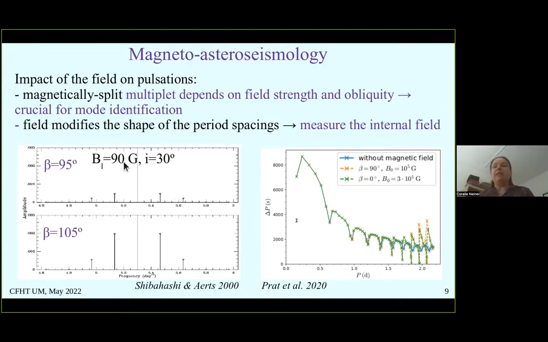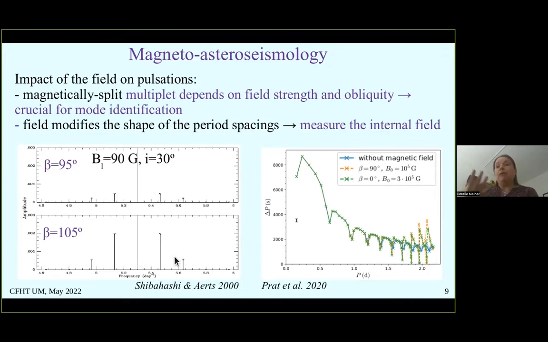This is a 9 solar mass star with a relatively weak magnetic field, an inclination angle of 30 degrees. And the only difference between the top panel and the bottom panel is that we have changed the obliquity of the field compared to the rotation axis by 10 degrees. And because of these 10 degrees, you see that the amplitudes of the peaks in the multiplet of this pulsation mode are very different. This is a model, but when you observe this, if the noise level is around here, you will see only 2 peaks in this case, but you will see 4 peaks in the bottom case.